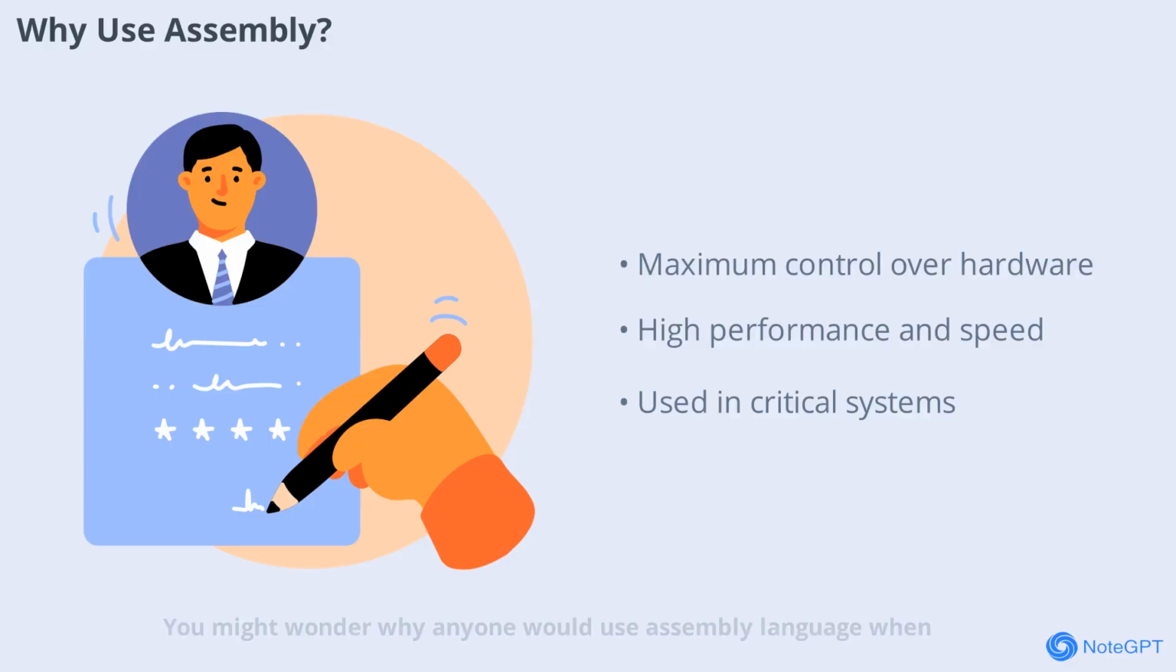You might wonder why anyone would use assembly language when higher-level languages are so much easier to write and understand. The answer lies in control and efficiency. Assembly language allows programmers to write code that runs extremely fast and uses minimal resources. It's often used in situations where performance is critical, such as embedded systems, device drivers, and real-time applications. By working directly with hardware, programmers can optimize every instruction, squeezing out the best possible performance.